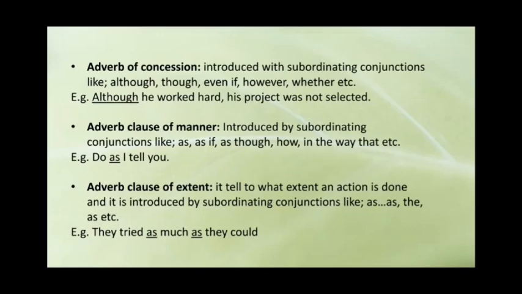Next, adverb clause of extent. It tells to what extent an action is done, and it is introduced by subordinating conjunctions like as in between part of sentence, as, the, as, etc. For example, they tried as much as they could. So here you can see extent, how much you can do. So someone tried as much as possible. So here you can see as is used as the subordinating conjunction.